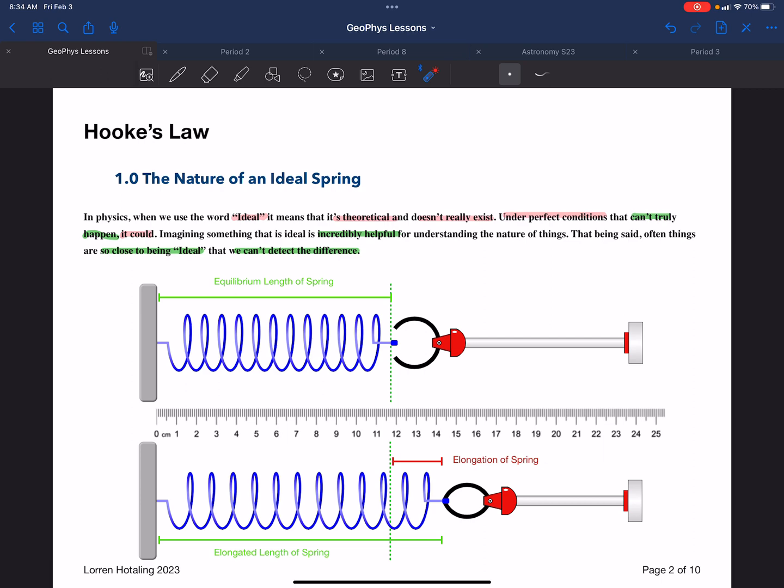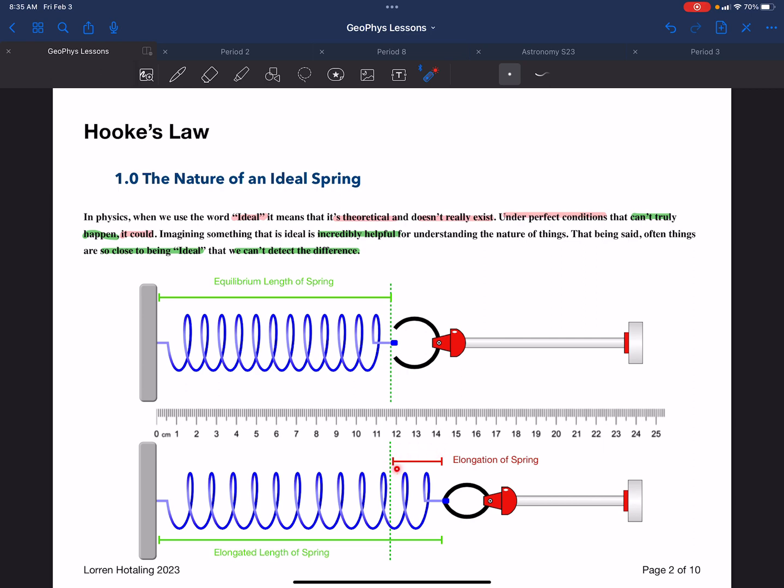What we have here is a ruler showing length. And you'll notice that there is the length of the spring. And we'll call this the equilibrium length of the spring, meaning without any forces being attached or applied to it, this is the spring at rest. It's its equilibrium length. And the equilibrium length is not important.